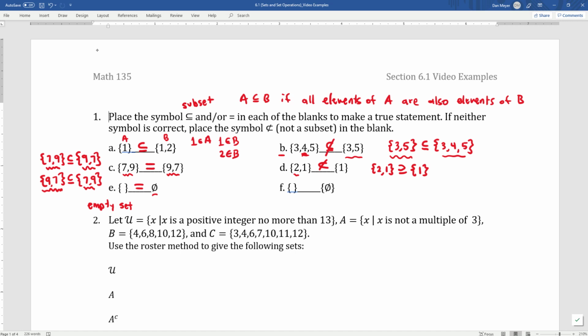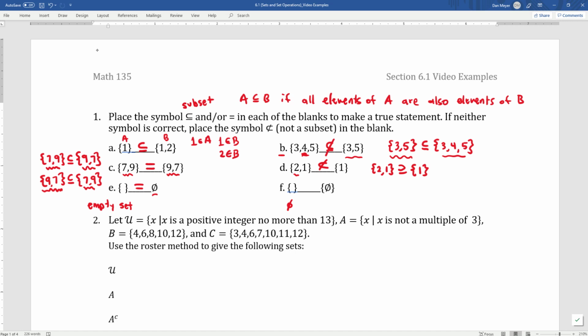The example in F is a little bit tricky. The set on the left is the empty set. The set on the right is the set with a single element, which is also the empty set. Okay, set theory starts to get a little bit confusing till you get over it, when you realize that sets themselves can be objects and elements of other sets.